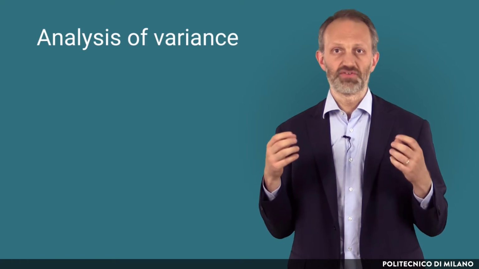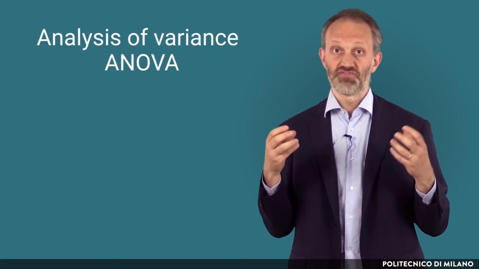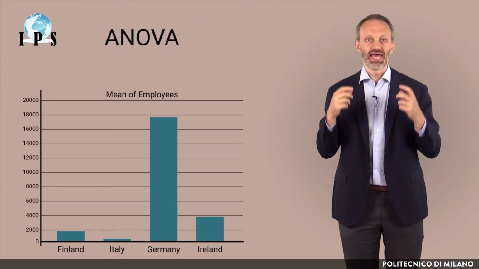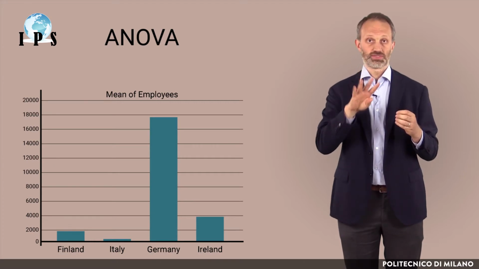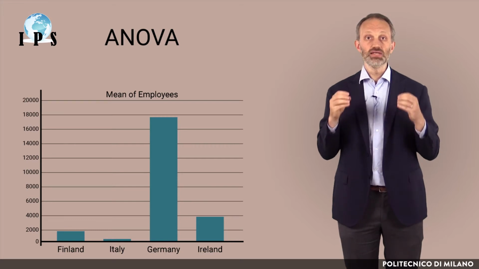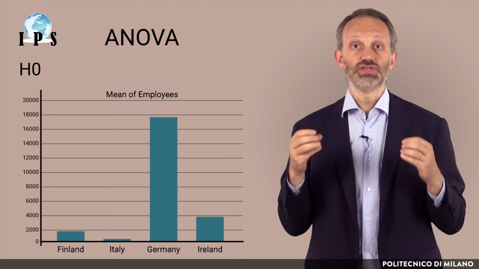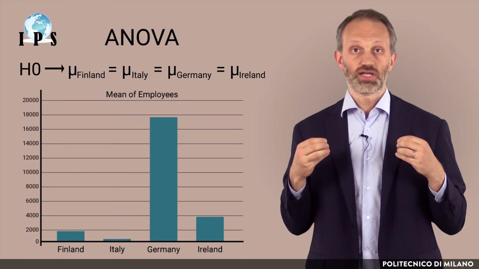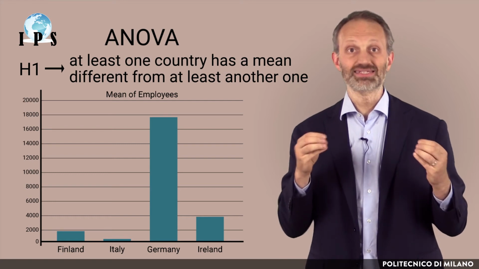A third common parametric test is the analysis of variance, or ANOVA, which tests the difference in the means of a variable among multiple groups. Extending the previous IPS example, ANOVA is the test we need when we consider 4 countries and we want to test whether the mean number of employees is significantly different across them. The H0 is that all 4 countries have the same mean. If we reject the hypothesis, it means that at least one country has a mean different from at least another one.